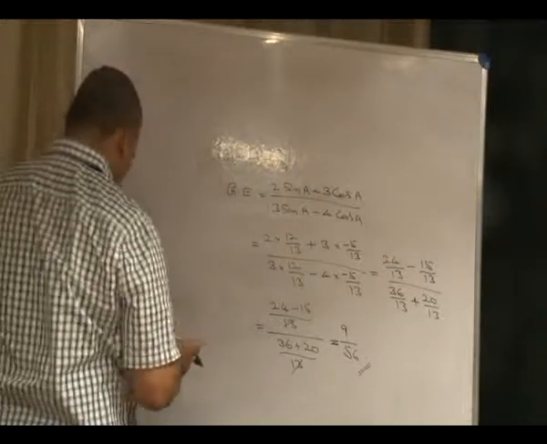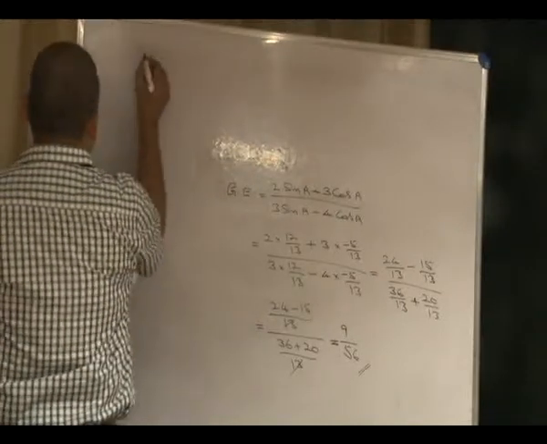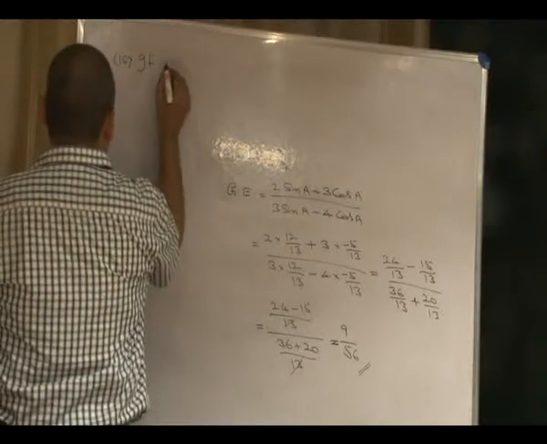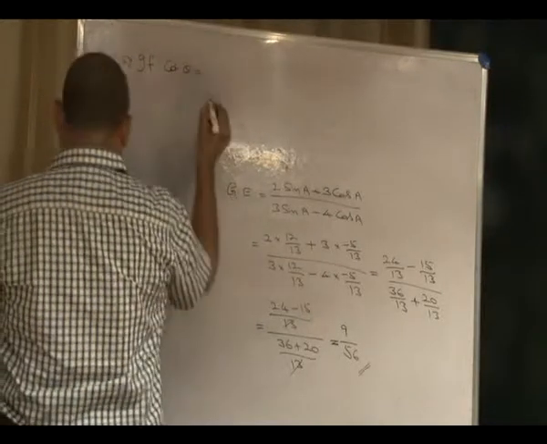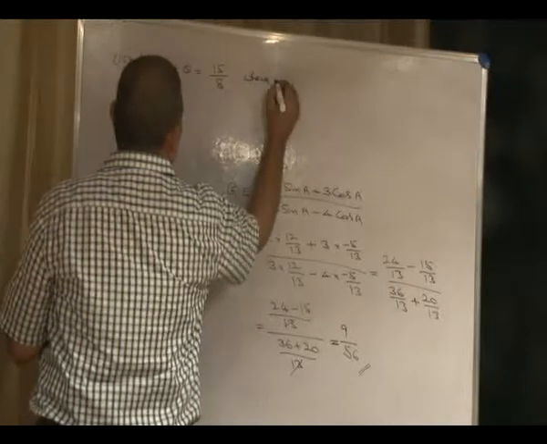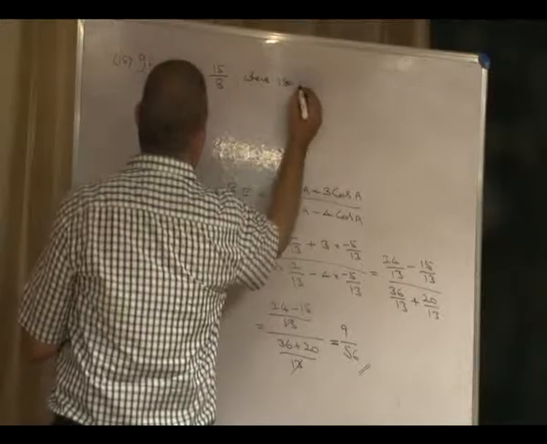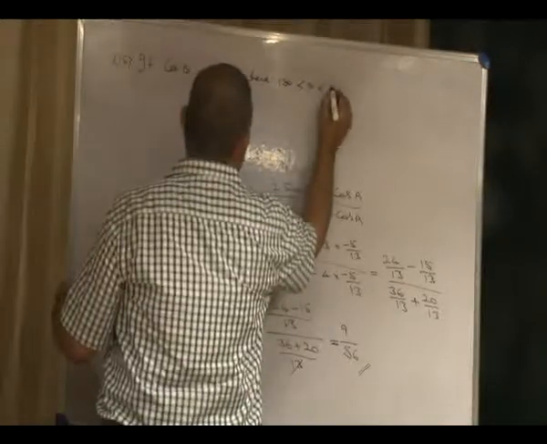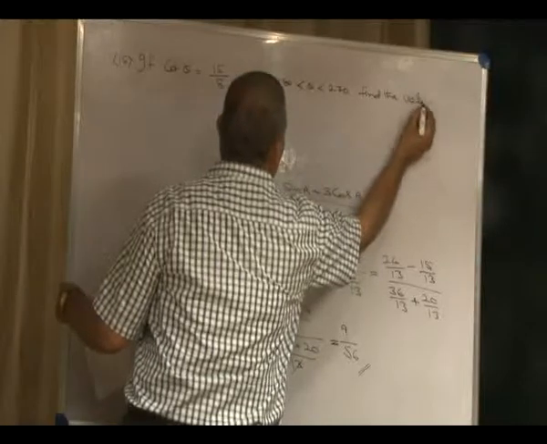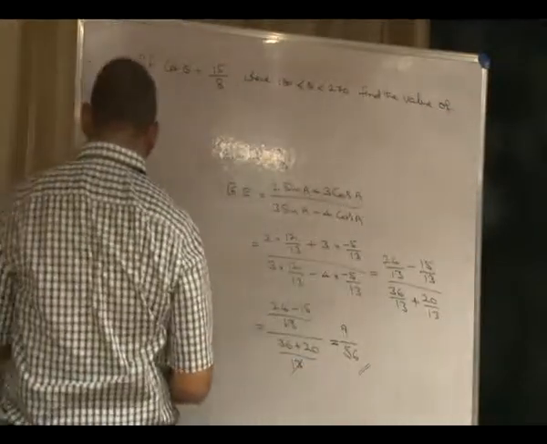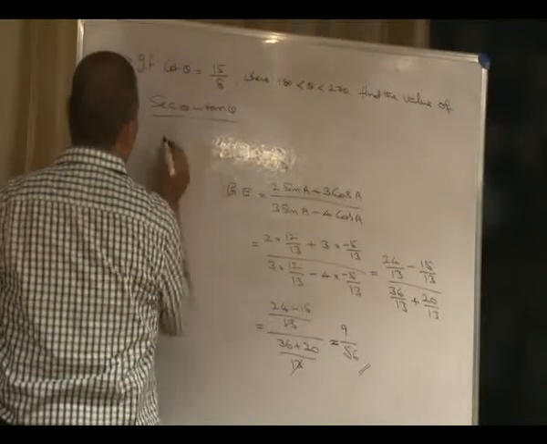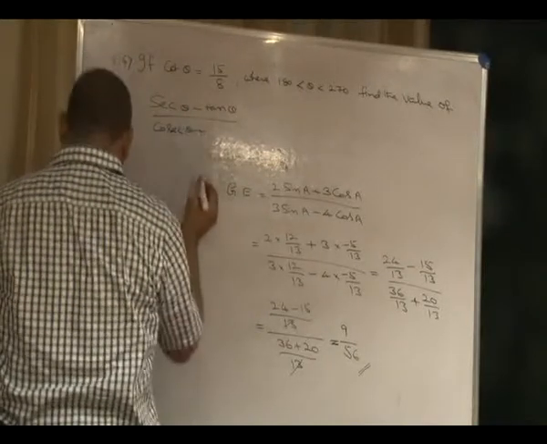The next problem is, if cot theta is equal to 15/8, where 180 degree less than theta less than 270 degree, find the value of secant theta minus tan theta by cosecant theta plus cot theta.